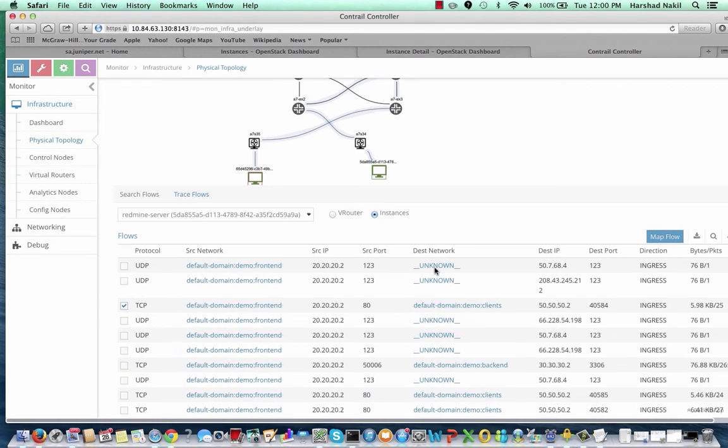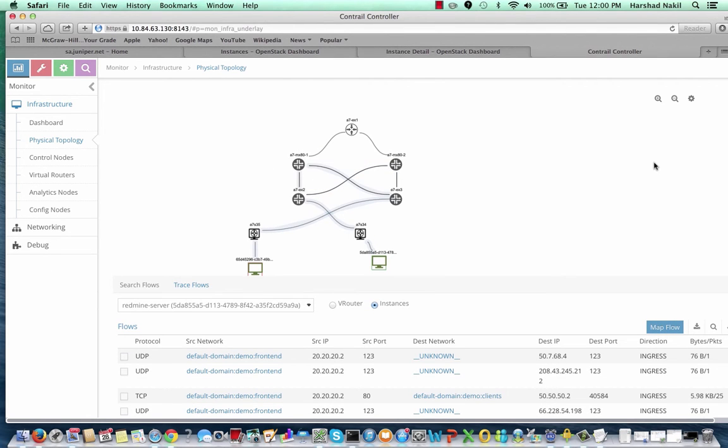Let's look at some other flow here as well. And let's try and map it. Now this flow goes through a different path. We do have ECMP in this system, so you can see all the individual paths taken by all the flows. Now this is one feature. This is to see all the active flows in the system now.